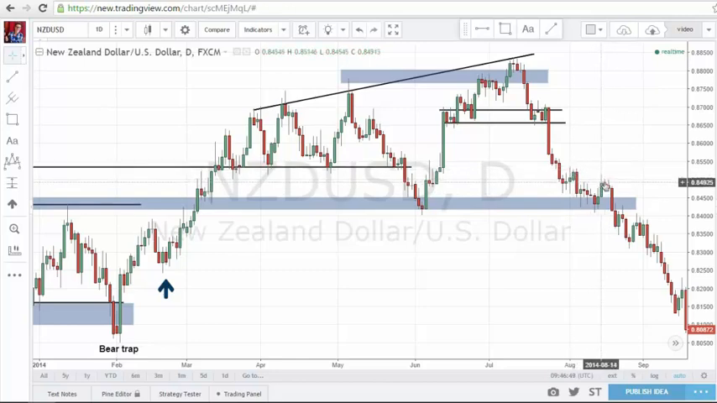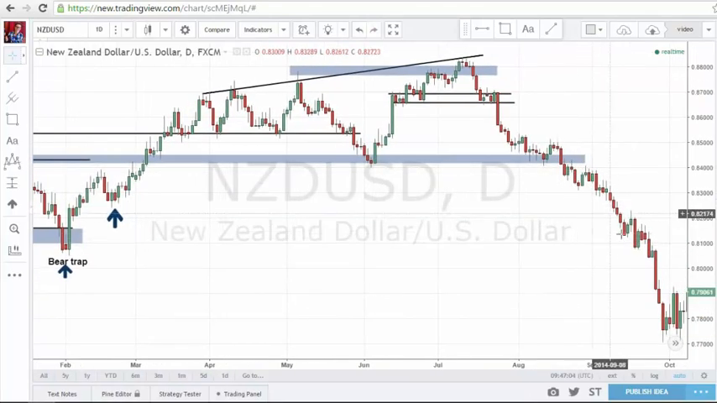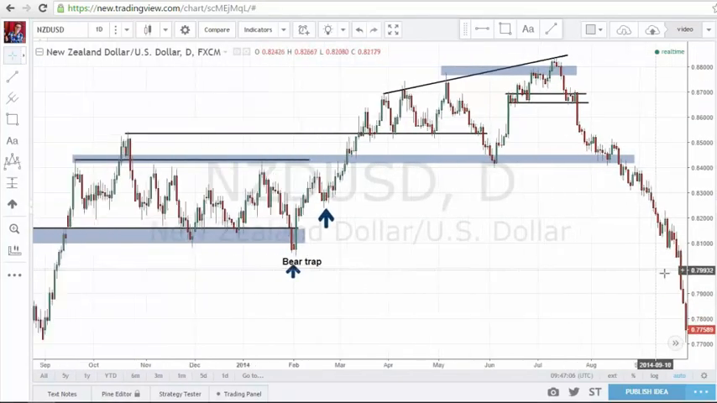We made a lower high, you can see here, and then once we broke it, we came back to retest it. It's exactly what happened here. We broke it, we came back to retest it, and then we rallied, and what happened here is just the opposite. We retested it, and then we sold off very strongly.